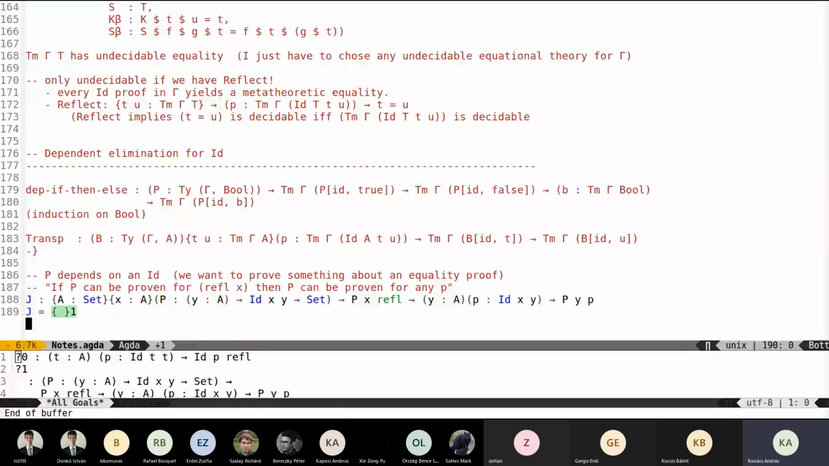And like for the other induction principles, so here with Bool, if P can be proven for the two constructors, then it can be proven for anything. Here, if P can be proven for refl, which is the only constructor, then it can be proven for any P.